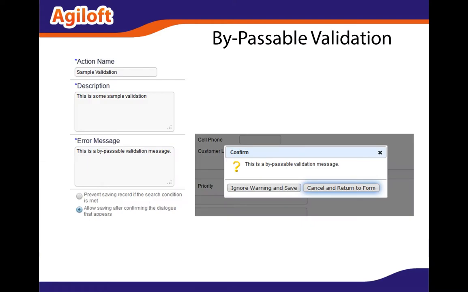The new By-Passable Validation adds an option when creating a validation action. If this option is selected, then the validation pop-up box creates an extra button to save the record anyway. This provides a mid-ground between the old validation action and a basic pop-up action.